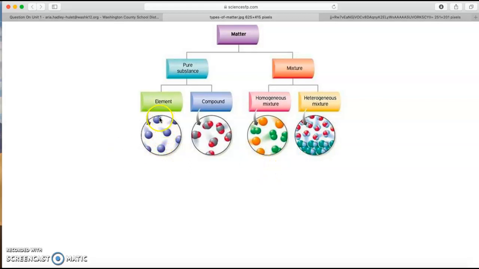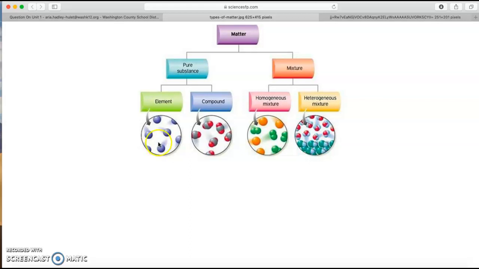Elements are made up of one type of atom. Okay, and so if you look at your periodic table, each of those elements are composed of atoms of just that type. So if this was the element of gold, every single one of these atoms would be a gold atom and there wouldn't be anything else in there.